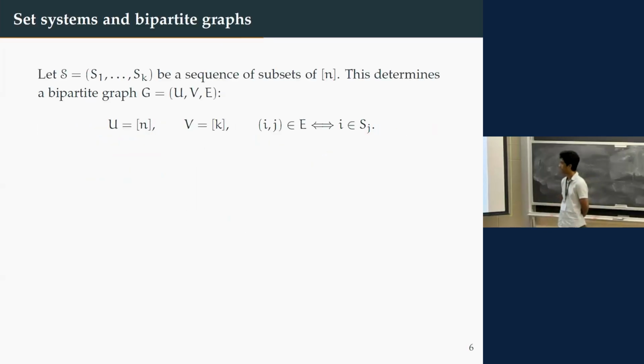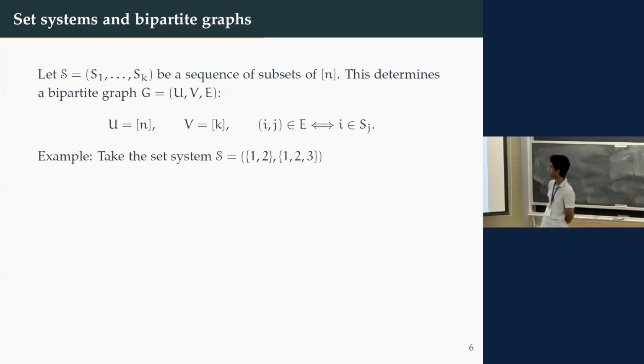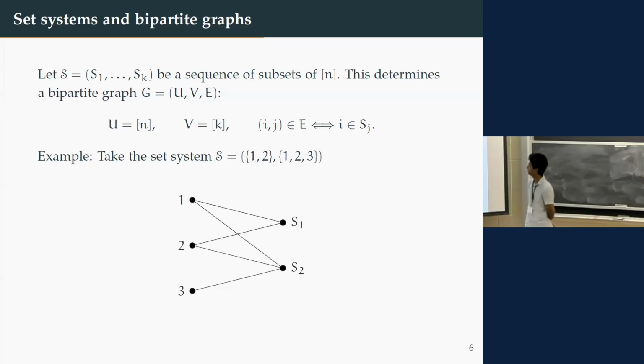Okay. So let's say we have a set system. What we can do with that is make a bipartite graph out of it. I'll show it to you with an example. Say the set system is {1, 2}, {1, 2, 3}. You can quickly get this bipartite graph. It just means 1 and 2 are exports in the topic 1, and 1, 2, and 3 are all exports in the topic 2, right?